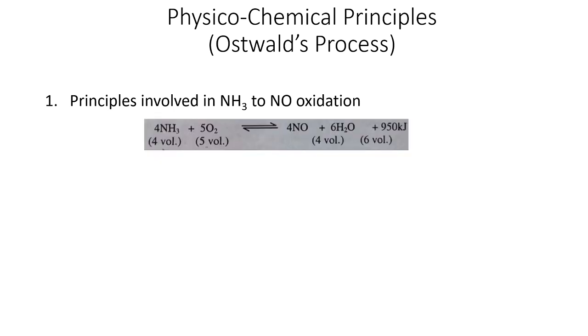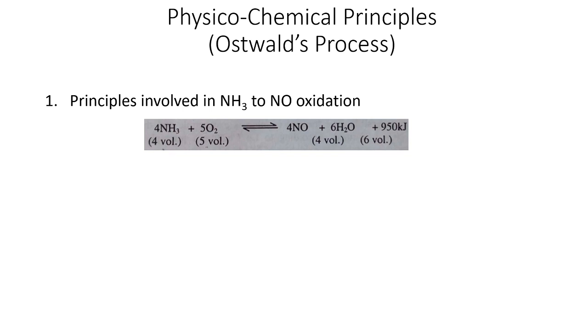So, here the main reaction for this step is ammonia getting oxidized to NO and water, leaving behind a lot of energy, exothermic energy. And you can see the reaction is reversible. This reaction is reversible, and the forward reaction is exothermic.